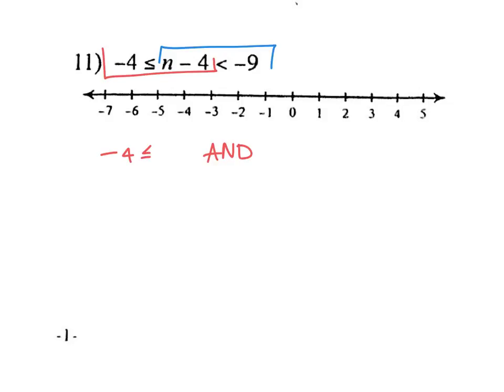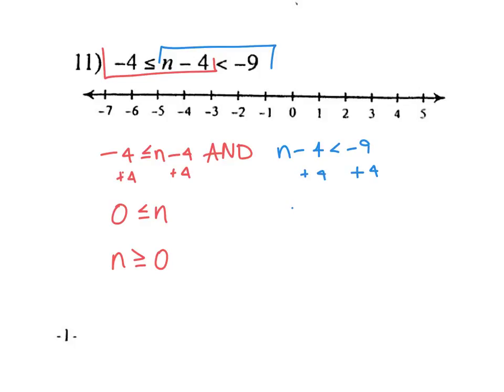So negative 4 is less than or equal to n minus 4. I'm going to add 4 to both sides. Excuse me, that's going to give me 0 less than or equal to n, and I know I have to turn it around to graph it. N is greater than or equal to 0. And my other equation is n minus 4 is less than negative 9. Add 4 to both sides. It's going to give me n is less than negative 5. So now when I go to graph these, and means I'm looking for where they both are, the overlap. So greater than or equal to 0, less than negative 5.